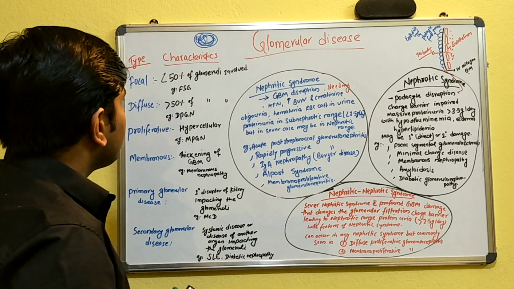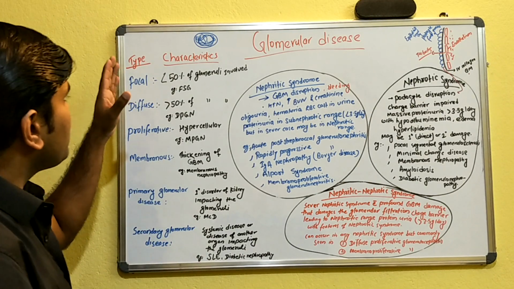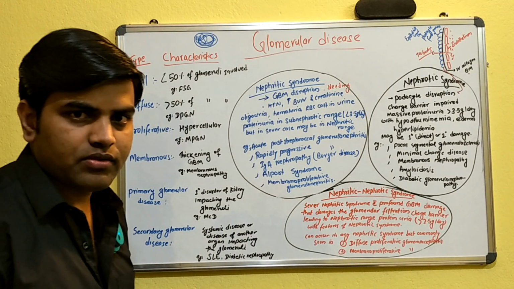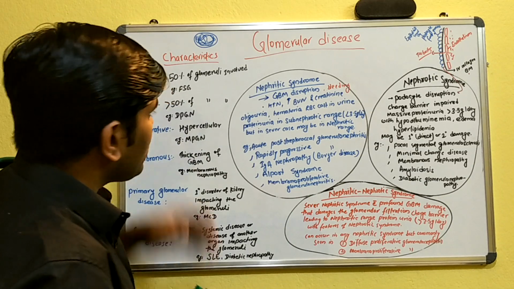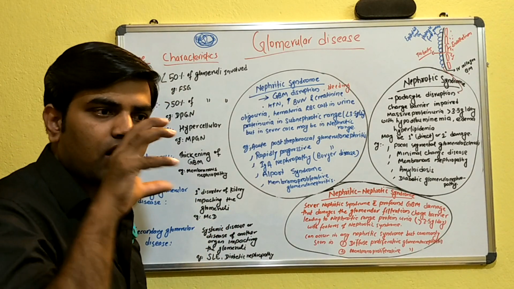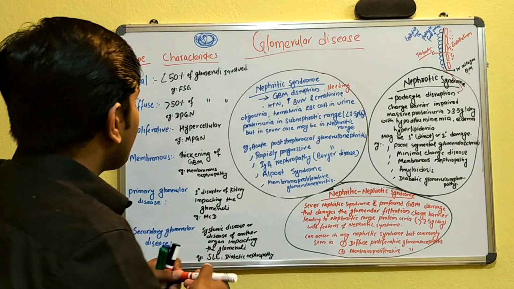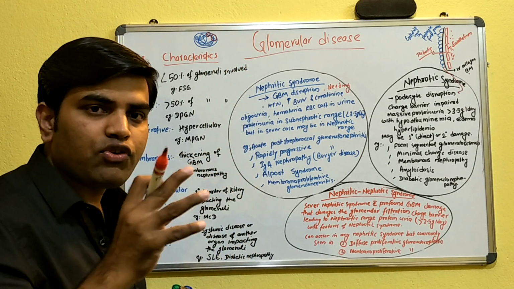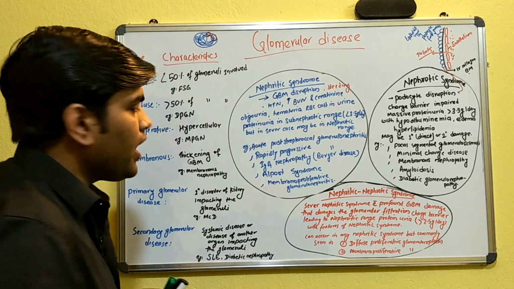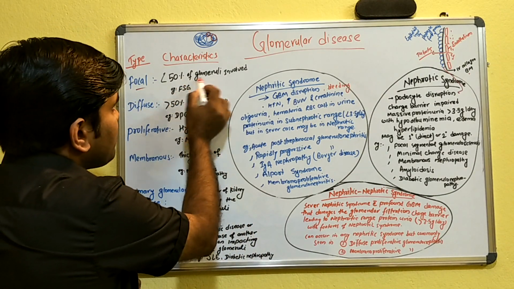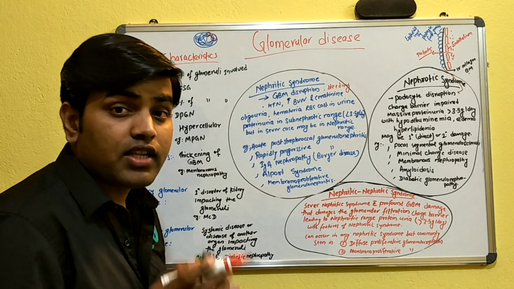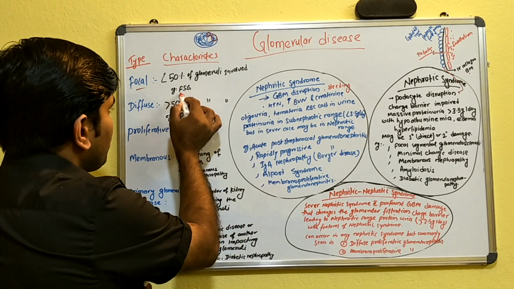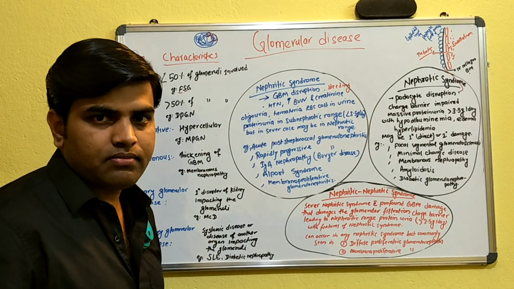Okay, now when we talk about the types, they will be focal, diffuse, proliferative, membranous, primary glomerular disease and secondary glomerular disease. But the important thing to understand is focal. Focal means a focus on a certain area. So when we talk about focal, it means this much area or this much area, so a focus part of your glomerulus has been damaged. Okay, and that is known as focal, where less than 50% of the glomeruli are involved. If it is less than 50%, then it indicates a focal damage. Okay, and the example is focal segmental glomerulosclerosis.